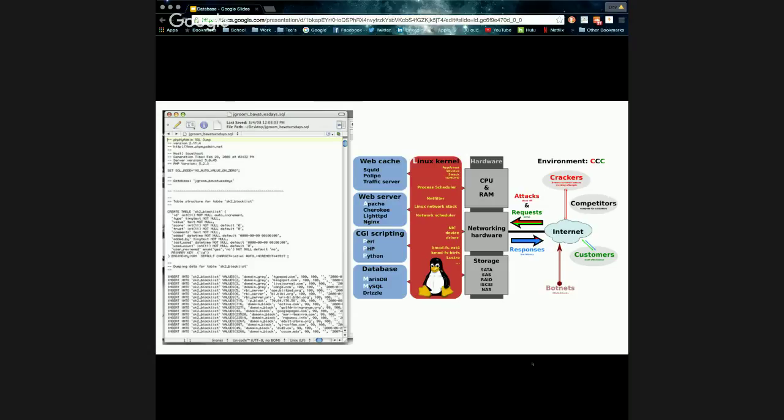So the Linux kernel, this is one example. Linux is a platform much like Macintosh or Windows, and that's what this SQL software is running off of. And then on the left, you see the different databases, the CGI scripting, the web server, and the web cache, which are all four components of what is used to make a database.